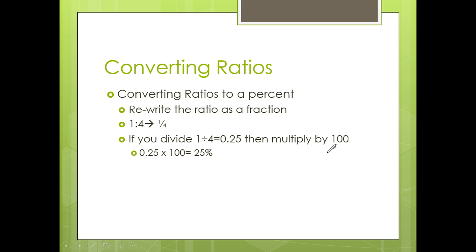The best way for me to explain this is if we rewrite the ratio as a fraction and then we divide. So if I have 1 to 4, I have 1 over 4. I divide 1 divided by 4, I get 0.25, then I multiply by 100 to get my percentage. So if I had 3 over 5 and I wanted to convert that to a percentage, which as a ratio would be 3 to 5, I would take 3 over 5 times 100. So left number divided by right number times 100, so this would be 60%.